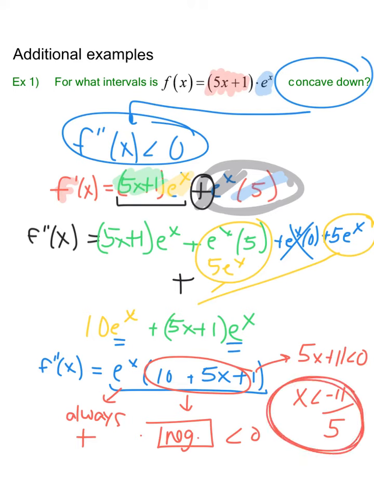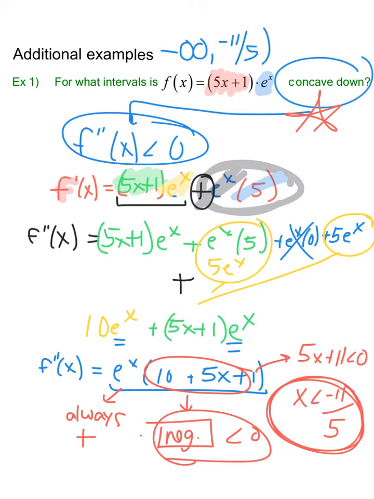So whenever x is less than negative 11/5, that makes our second derivative a negative number, which means that it would be concave down. If we write this finally in interval notation, I'm just going to write the answer on top. It'll be concave down from negative infinity all the way up to negative 11/5.